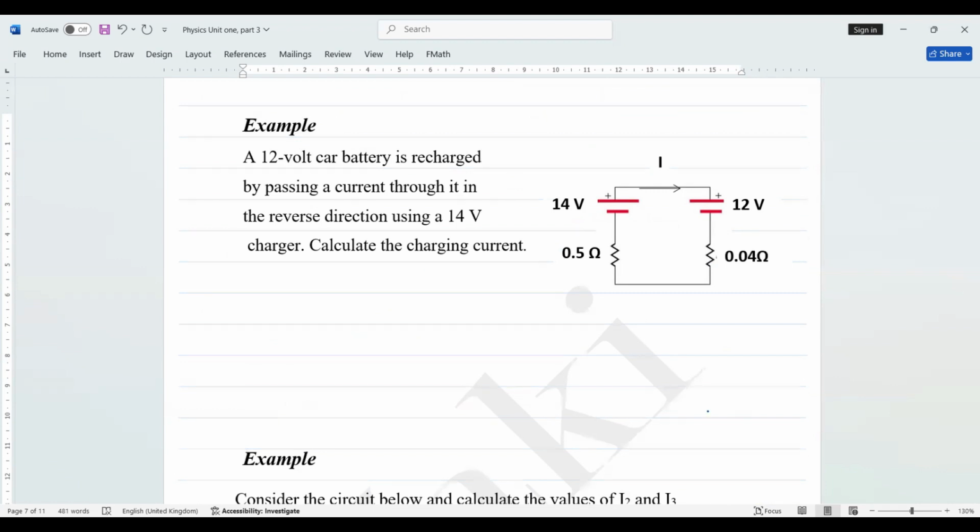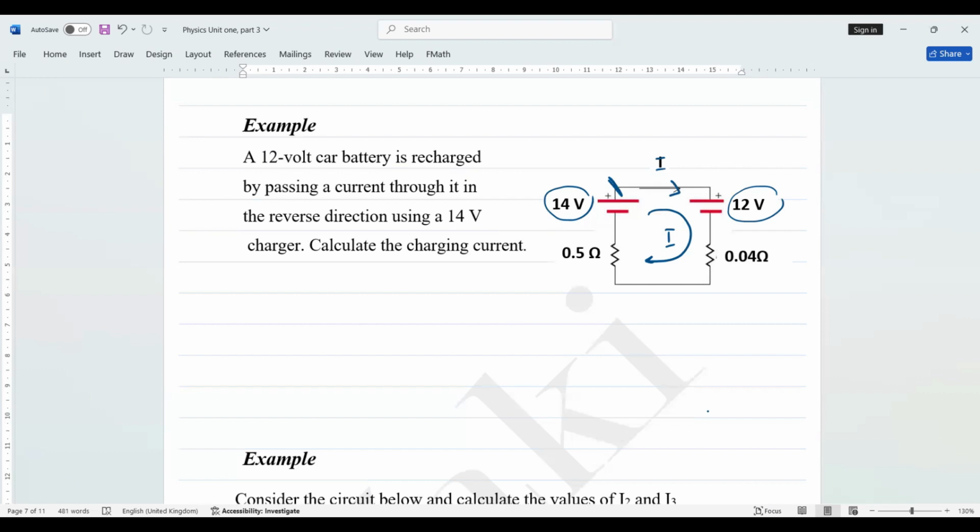We need I. Of course, here the direction of the current is from the higher voltage to the lower voltage, and already we have the direction of the current. This is 14 and this is 12, so this is the higher voltage and this is the lower voltage. Then the current goes from higher to lower.